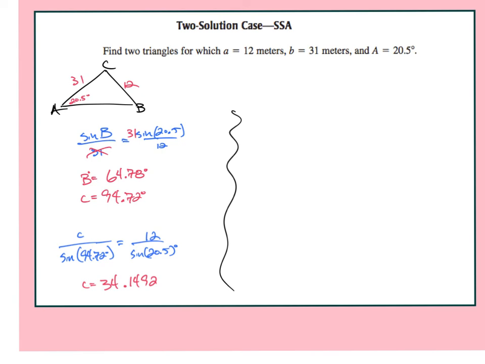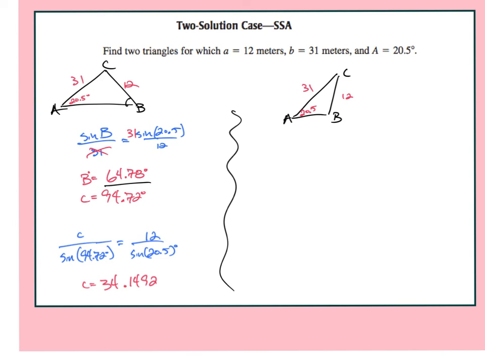All right, but that's actually half credit. The other one, instead of this angle B being this acute measure of 64, it's going to be an obtuse measure. That's really what's going to happen, is what forms our two triangles. All right. And so this is still 20.5. This is still 12, and this is still 31. That didn't change. All right. What's going to change is all the other ones.